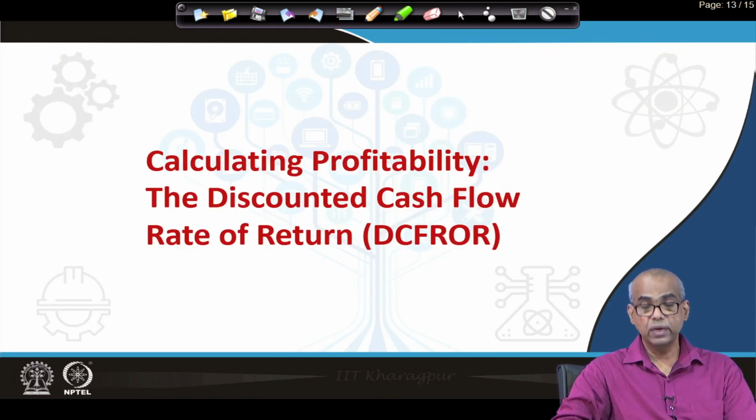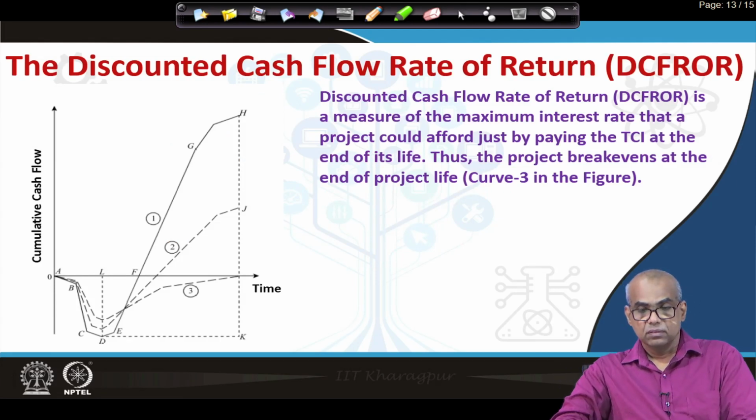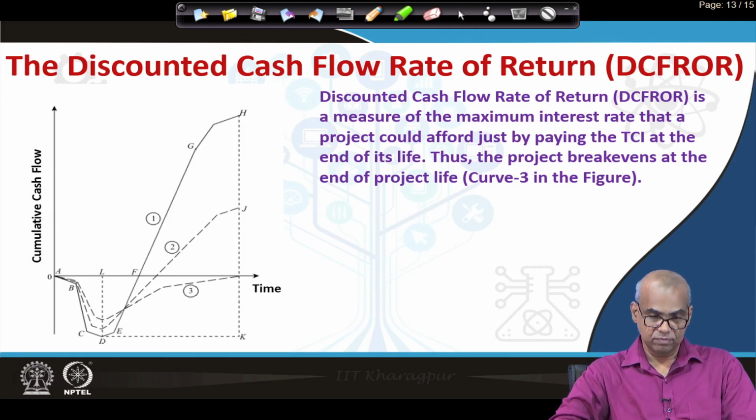Next, we will discuss another method of calculating profitability, which takes into account the time value of money. This is known as the discounted cash flow rate of return. Again, look at the cash flow diagram. Look at curve 3.